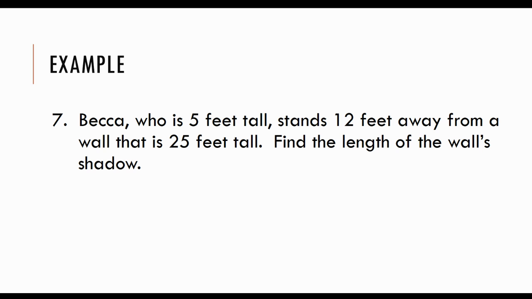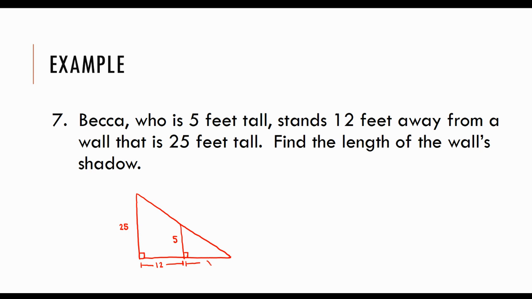Here's our last example. Becca, who's 5 feet tall, stands 12 feet away from a wall that is 25 feet tall. Okay, so because they're telling us the distance between these two objects, I once again want to sketch a picture where I have one triangle inside of the other. Okay, but I am dealing with right triangles. Becca's going to be the smaller triangle. She's 5 feet tall, and she's standing 12 feet away from a wall, which is 25 feet tall. We want to find the length of the wall's shadow.